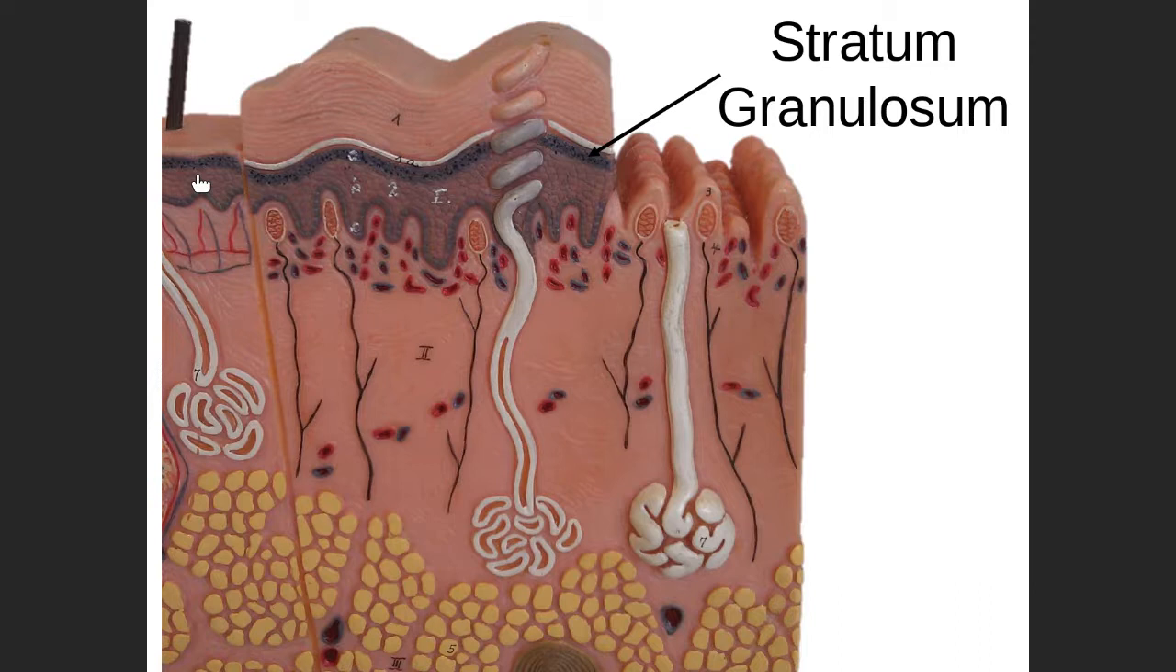And then what was the layer underneath? The stratum spinosum, right over here. I don't know what color it looks like to y'all. It's brown for me on the screen here. That's the thicker layer.